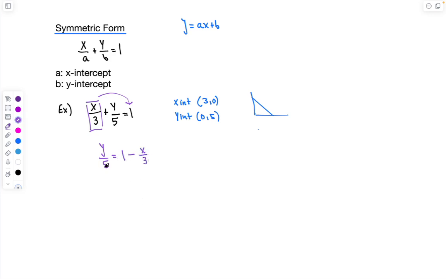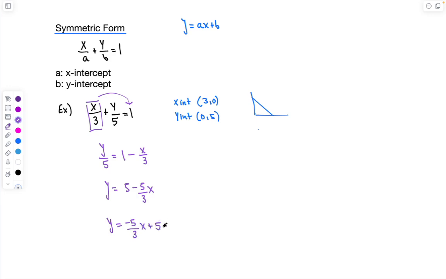Okay, and then we want to get rid of this 5 here. So we're going to multiply both sides, or everything, by 5. And if you prefer to have your slope come first, we can do that. And I like to leave the fractions, especially if I want to determine what is perpendicular.